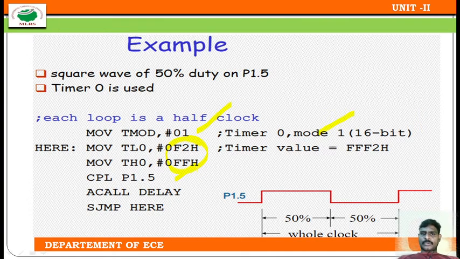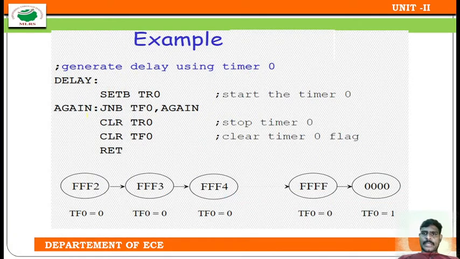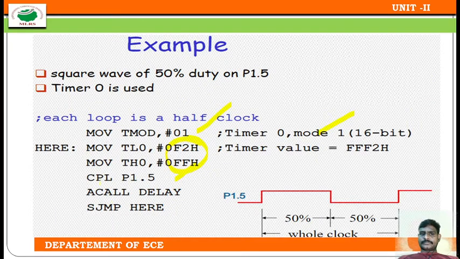So what is the delay program? Here I have written the delay. I set the TR0 flag and monitor the overflow flag. If it overflows, then I clear both flags and go back. I use a return instruction to go back. Then it jumps back here, so it continuously generates: the on time delay completes, it is on, then it is complemented to 0 again. Like that you can generate it.